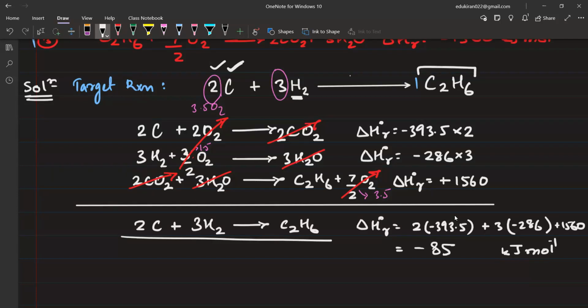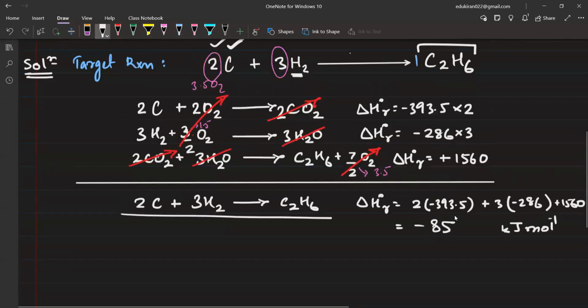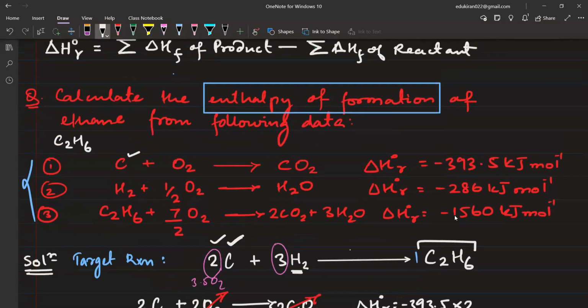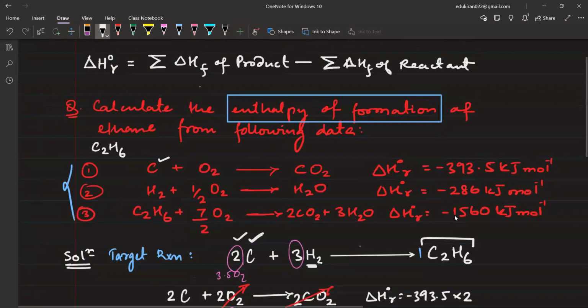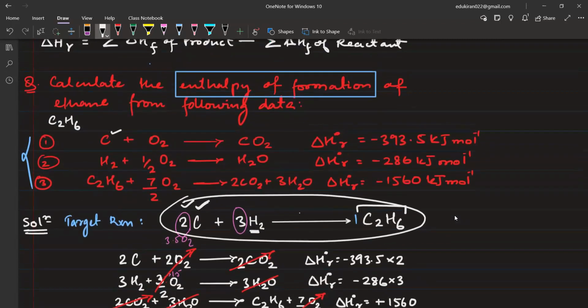ठीक है. चलिए. Right. Next. Enthalpy of different types of reactions. Or we can see also different types of process. So if you saw in this question, the most important thing here was that this whole reaction was not given to us. It was given in the form of a statement: enthalpy of formation of ethane.